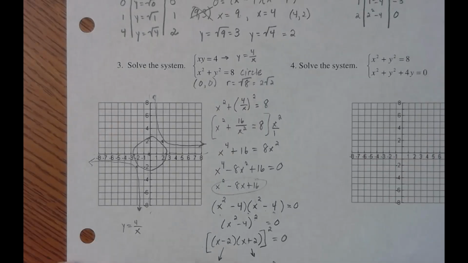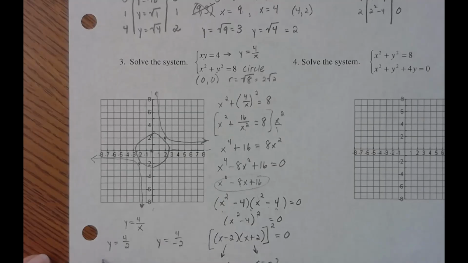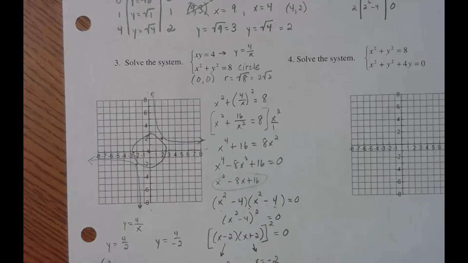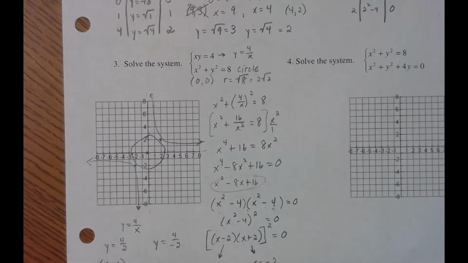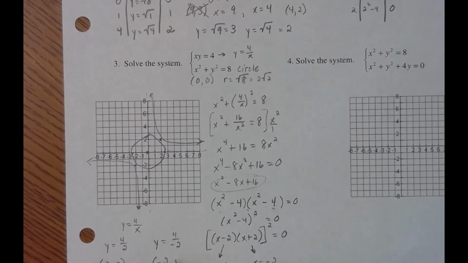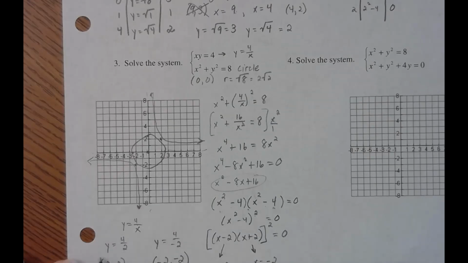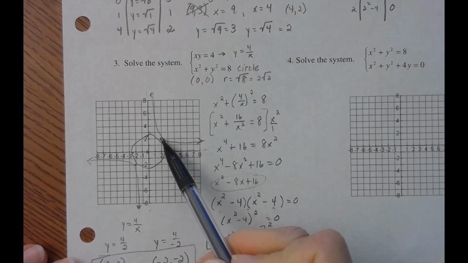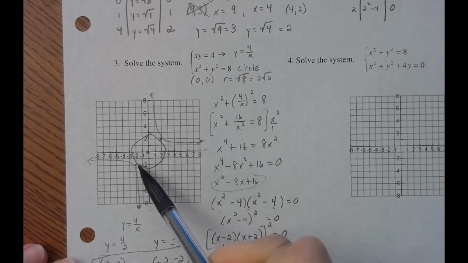And I'm going to substitute in positive 2. And I'm going to substitute in negative 2. So one coordinate point will be, when x is positive 2, y is positive 2. When x is negative 2, y is negative 2. So I have 2 solutions. And if I had sketched my graph a little better, I would see that.